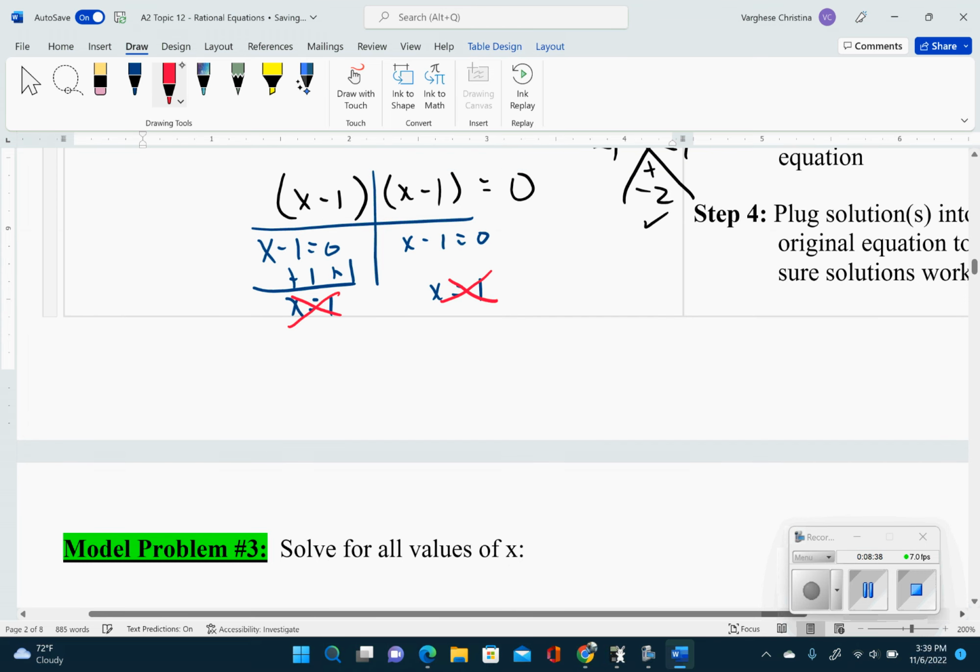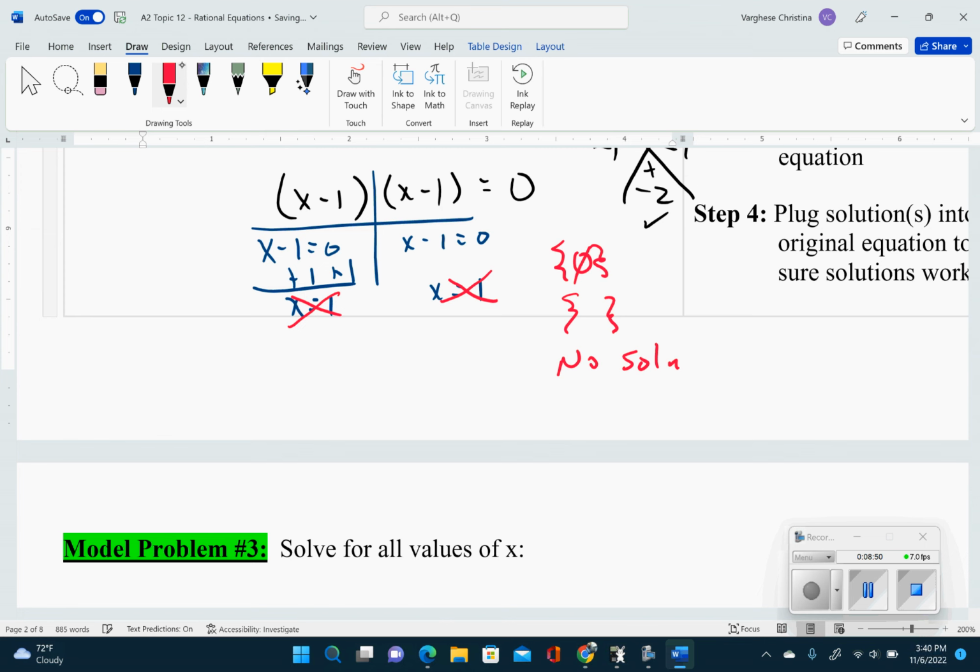So there is no solution for this question, which is the little brackets with the little O in the middle with a line through it, or you could just put open brackets, or you can write no solution. Okay, so there's no solution for this problem.